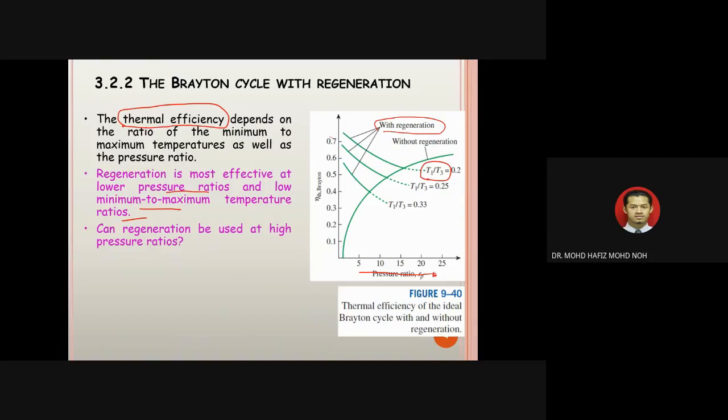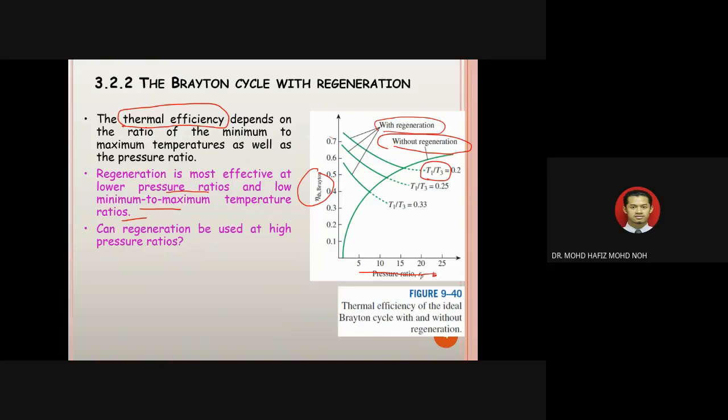And then as you can see here in this graph, with regeneration, the trend when you increase the pressure ratio is that the thermal efficiency will decrease, but it contrasts with the case without regeneration. Without regeneration, as you increase the pressure ratio, generally you will get an increment in the thermal efficiency for the Brayton cycle. So basically, this is for regeneration.